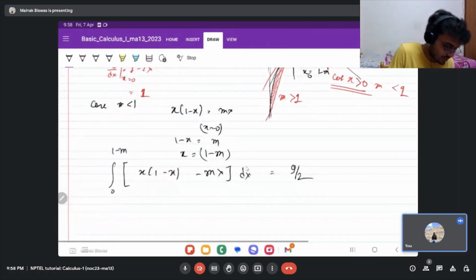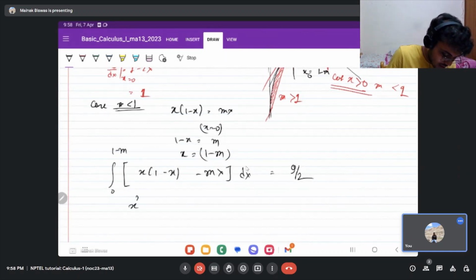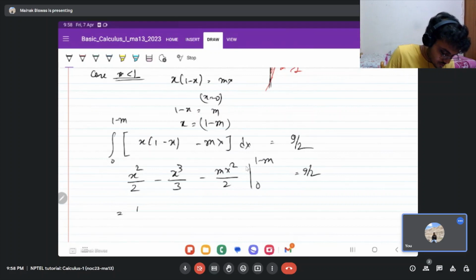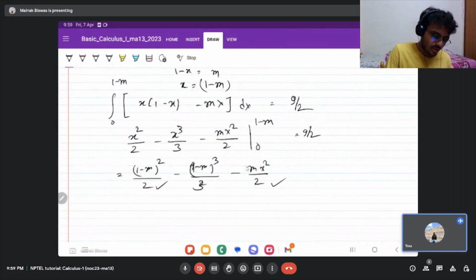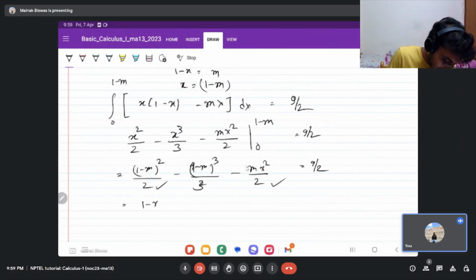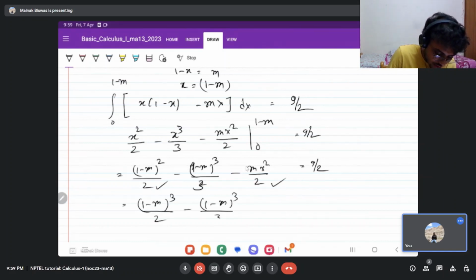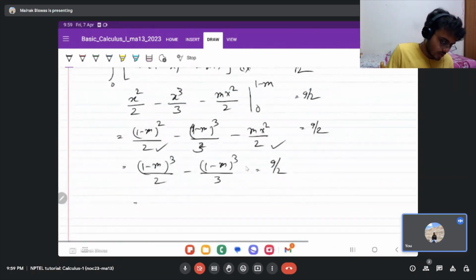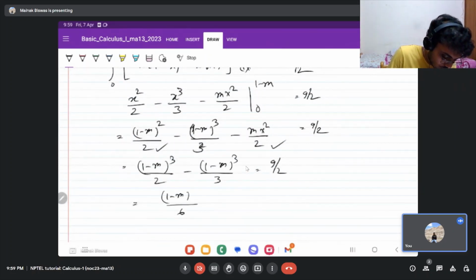This solves the first part of the question. So then let's integrate. So you have x squared by 2 minus x cubed by 3 minus mx squared by 2, from 0 to 1 minus m, is equal to 9 by 2. A bit of simplification: 1 minus m squared by 2 minus 1 minus m cubed by 3 minus m times 1 minus m squared by 2. If this 2 you take common, you get 1 minus m cubed by 2 and 1 minus m cubed by 3 is equal to 9 by 2. So if you take the LCM, you get 1 minus m cubed by 6.